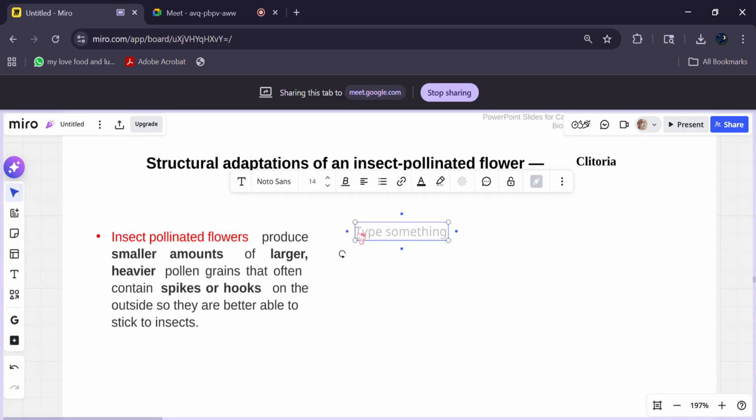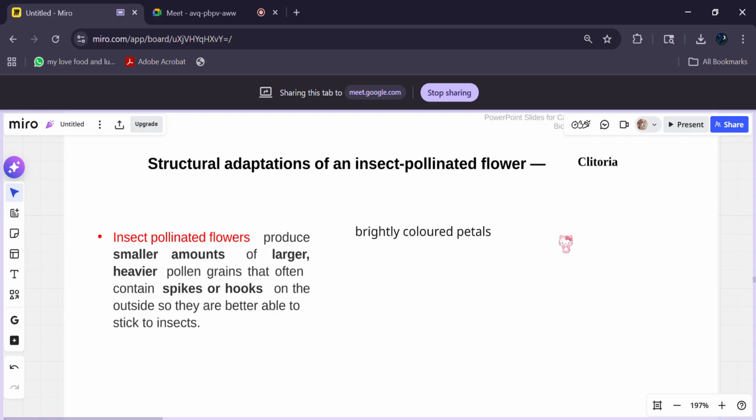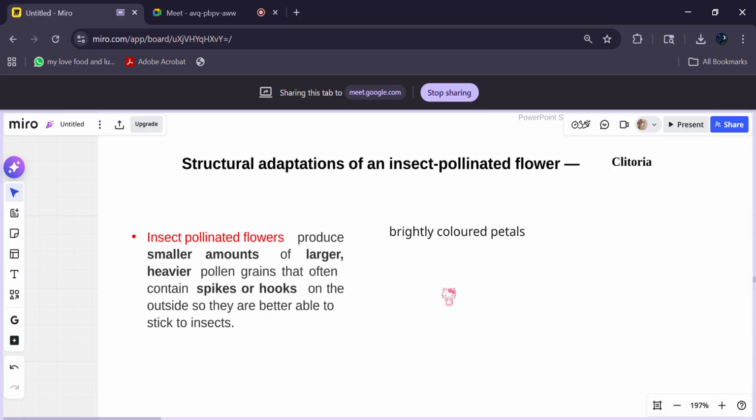They have brightly colored petals. That is one thing about insect pollinated flowers. Their petals are very brightly colored to attract the insects. And the sepals of their flowers are stronger.